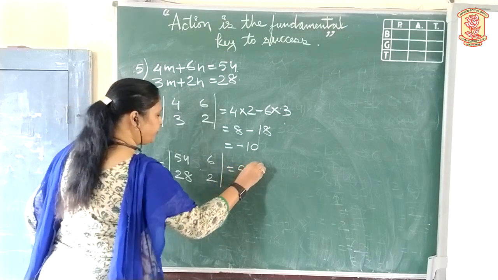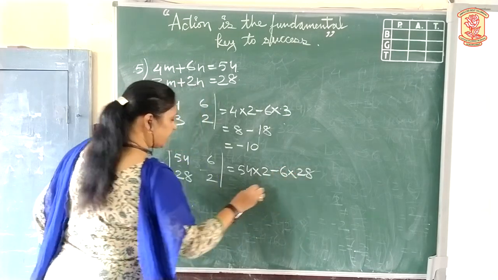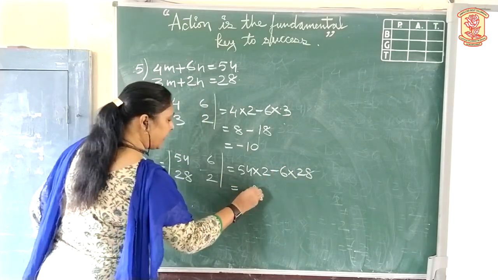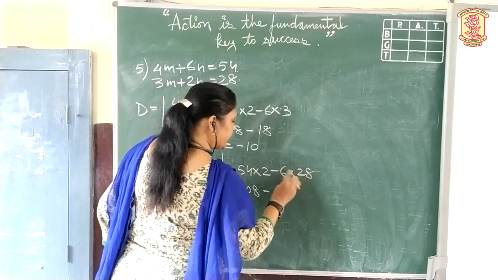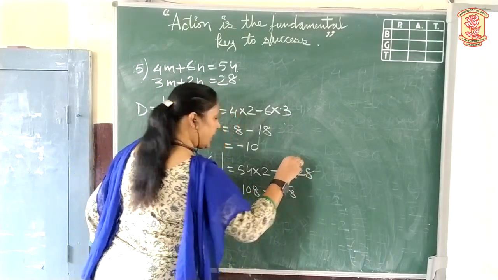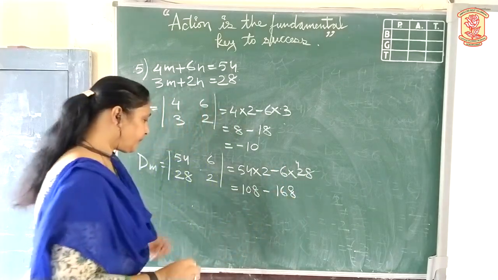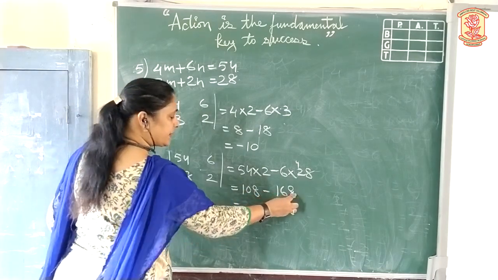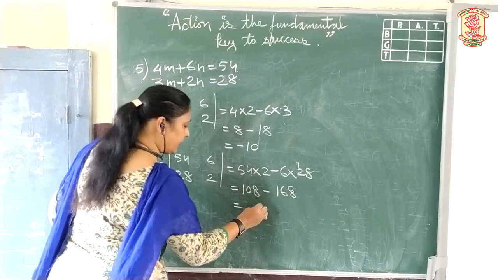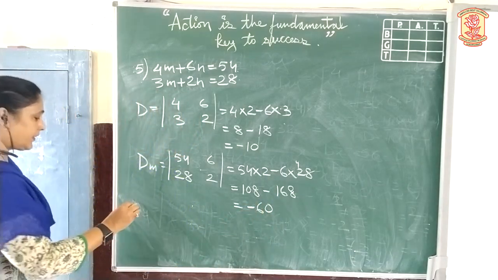Cross multiply 54 into 2 minus 6 into 28. So multiply: 2 4s are 8, 2 5s are 10, minus 6 8s are 48, and 6 2s are 12, and 4, that is 16. So plus minus minus, 168 minus 108, that is 60, and bigger number sign, that is minus.